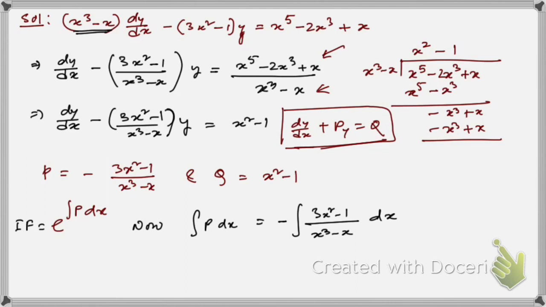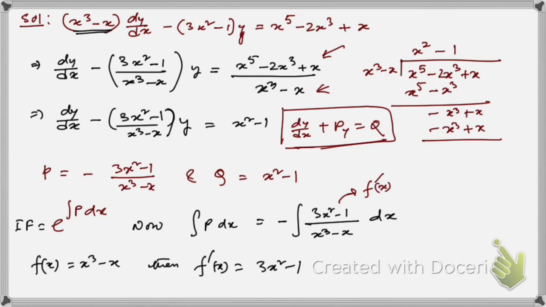Now you see that if you take f of x is equal to x cube minus x, and if you differentiate it, then f dash of x is going to be 3x square minus 1. So here you see, this is your f dash x, right, and this is your f of x, right?